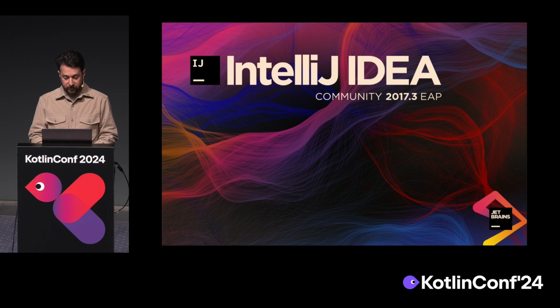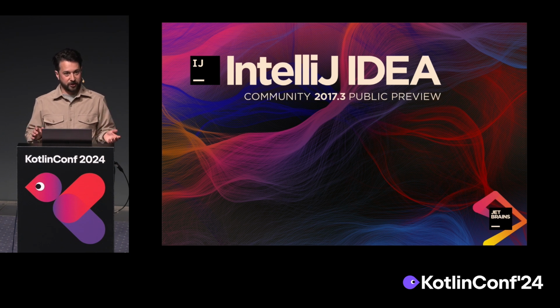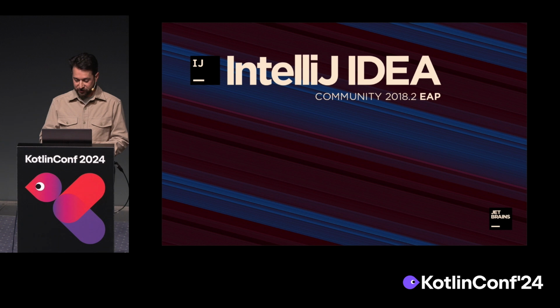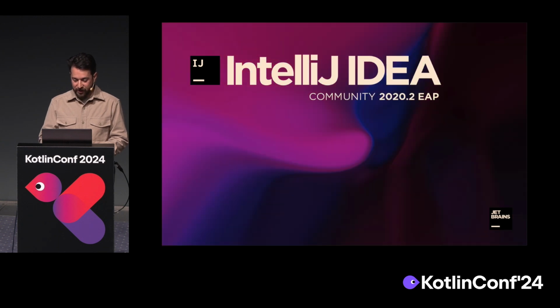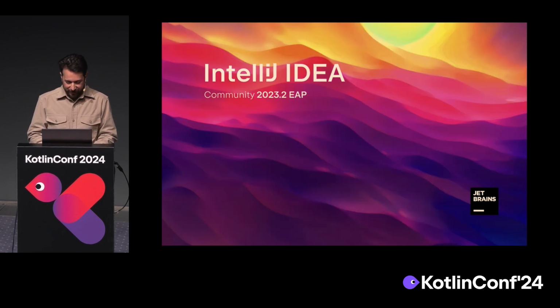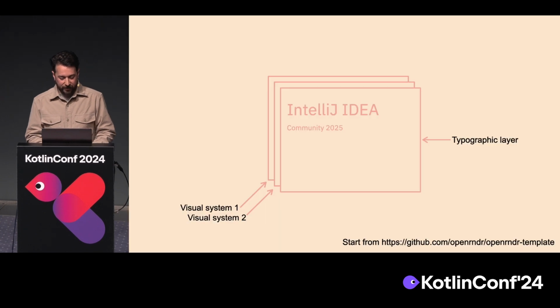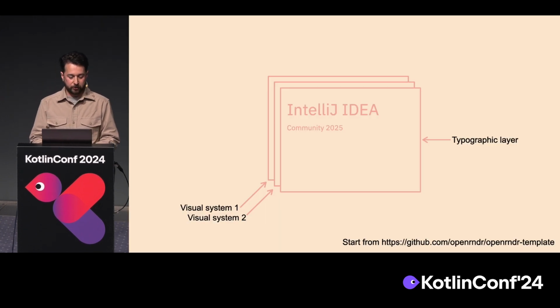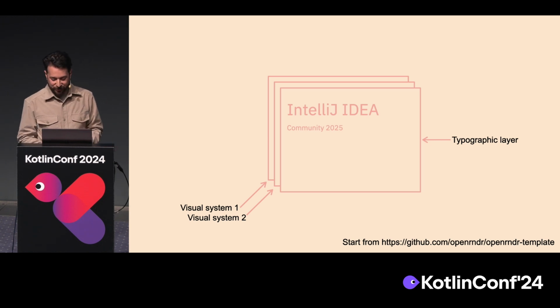I know that especially the recent ones, there's actually a tool to create these splash screens. But today I want to show how one could use OpenRNDR to create a speculative IntelliJ IDEA splash screen for, I don't know, version 2025 or somewhere in the future. And I do this like this. I will create two visual systems and a typographic layer, and if we combine those three, then we'll have something that looks like a splash screen.